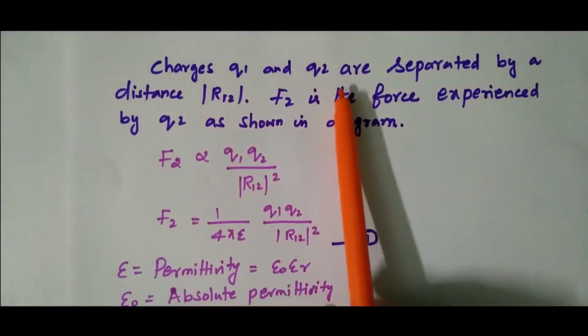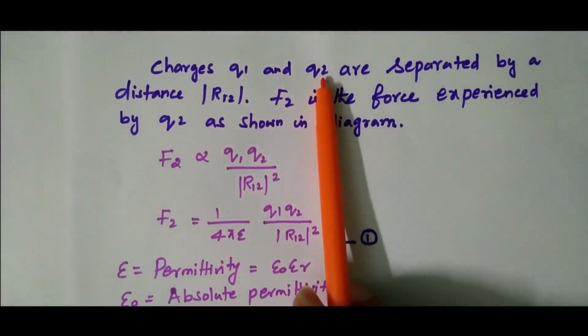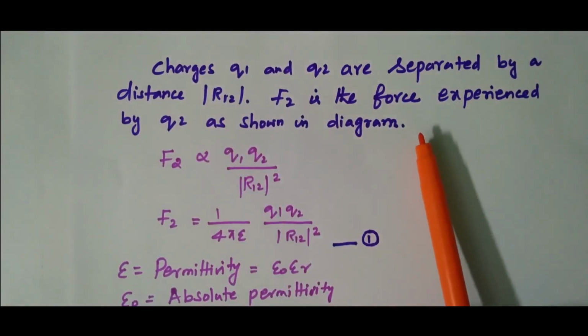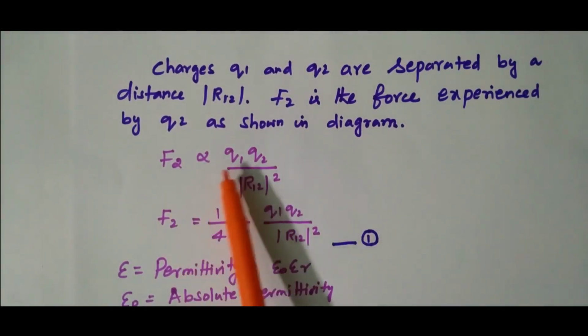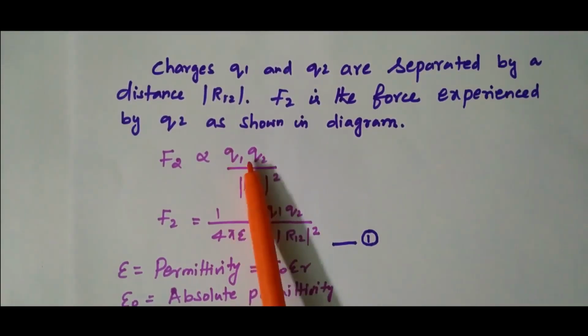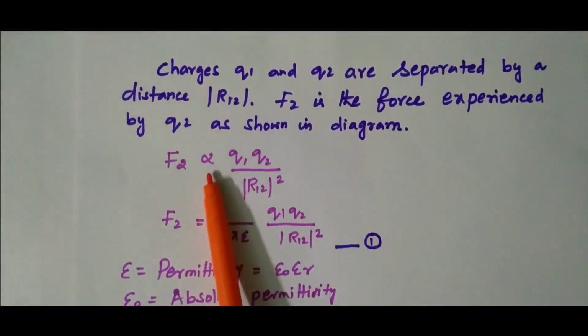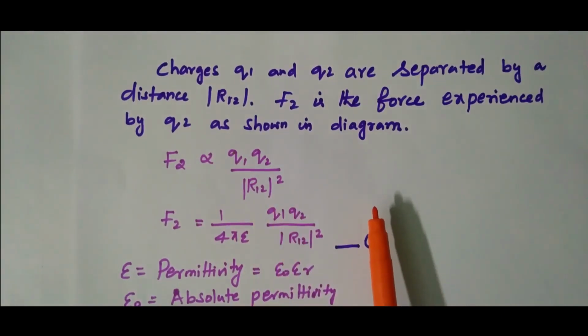Now the charges Q1 and Q2 are separated by the distance R12. What we need: two charges Q1 and Q2, and the distance between the charges R12. Based on the diagram and the characteristics given by Coulomb, the force is directly proportional to the product of the magnitudes of the charges Q1 and Q2, and inversely proportional to the square of the distance between the charges. So F2 is directly proportional to Q1 Q2 divided by R12 square. This is based on the points given by Coulomb.